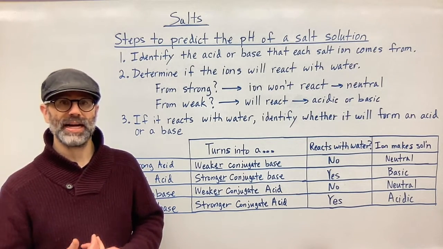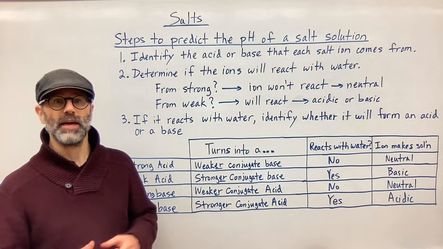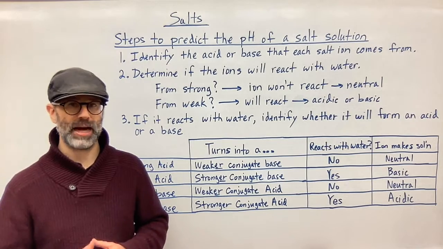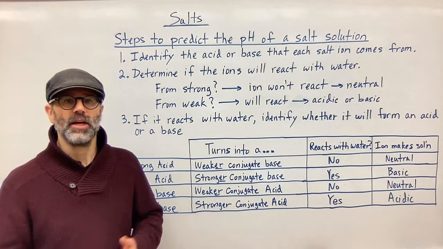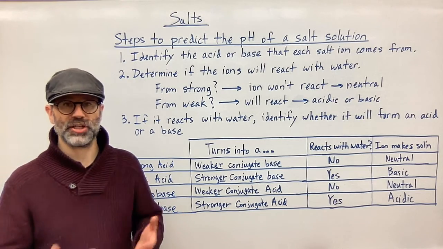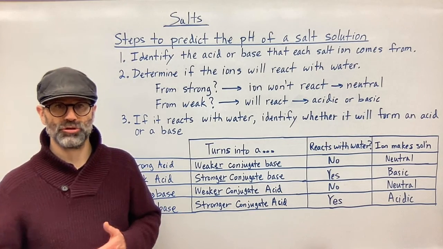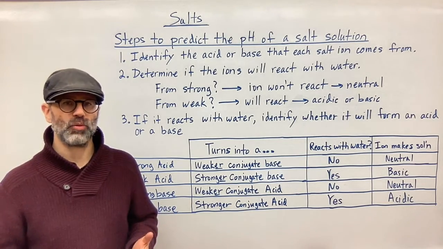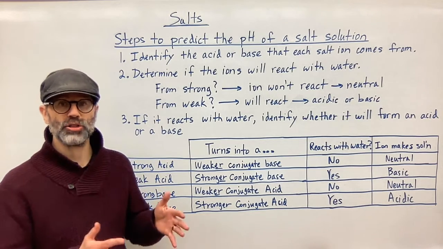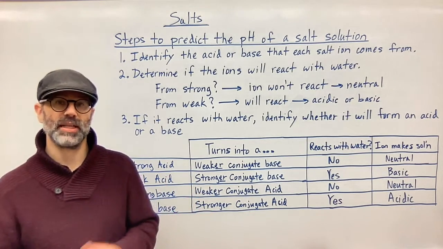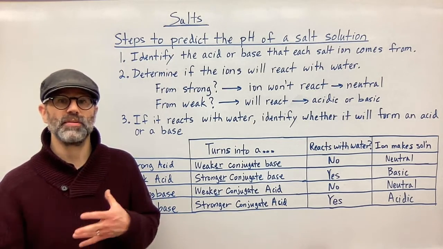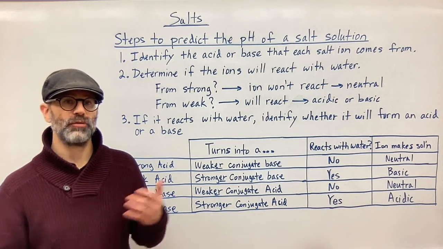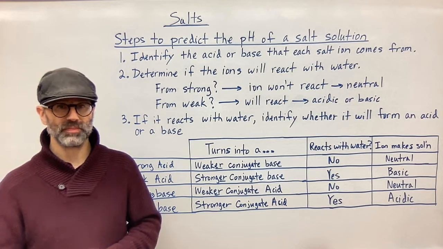Step two is to determine if the ions will react with water. Again, if it's from a strong acid or from a strong base, that ion will not react with water because it's not strong enough to take away or give a hydrogen to water. So you're going to end up with a neutral solution. If it's from a weak acid or base, then it will react with water because the equilibrium lies far to the reactant side, which is on the left side, and so it's going to react with water to get back to that reactant form. So it's going to form either a basic or acidic solution.